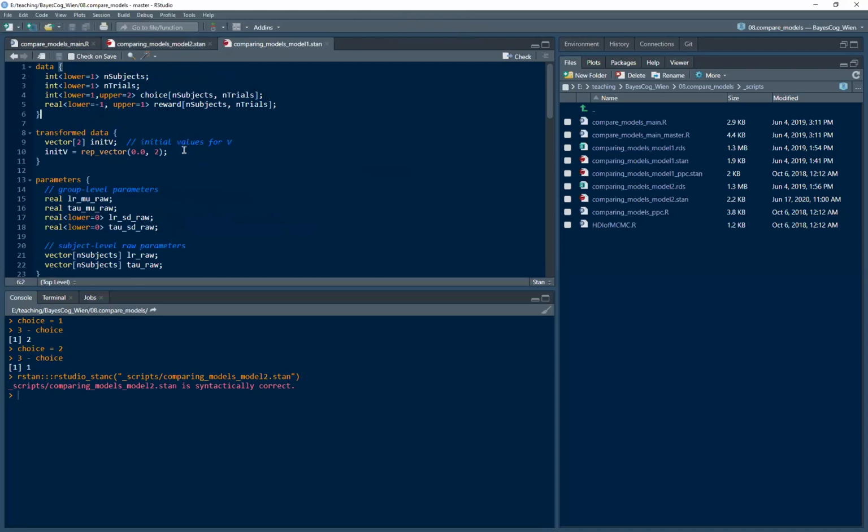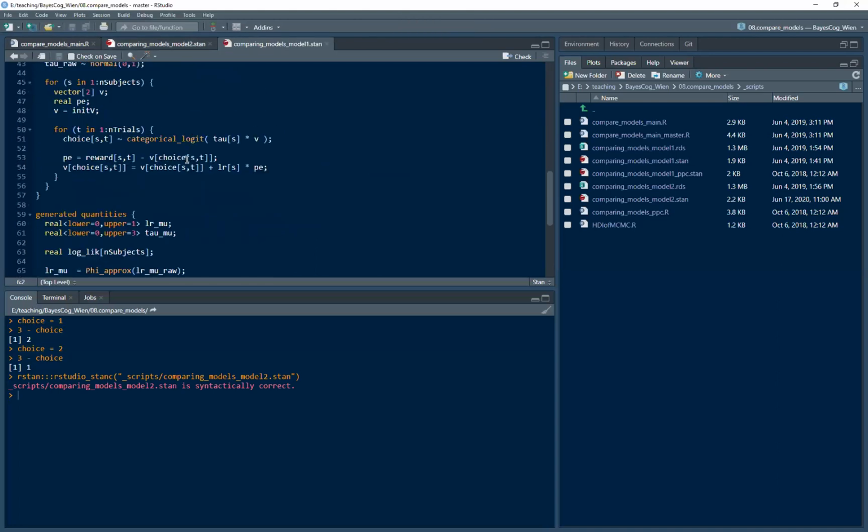So here is model 1. What I showed you is model 2. Model 1 is the basic form of the simple Rescorla-Wagner model. Here I don't have to explain anything. This is the same as before.